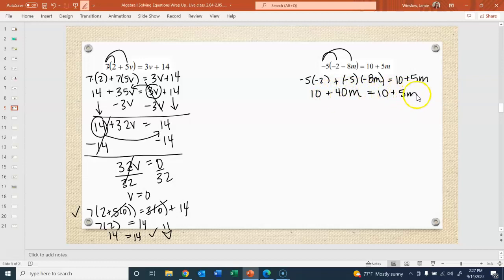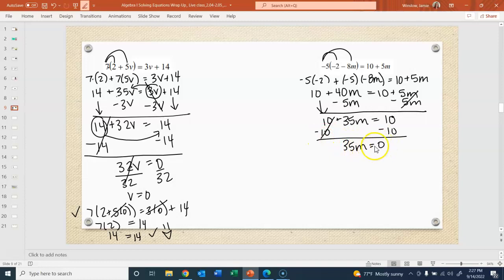And we want to do the same thing. We want to get the m's together and the numbers together. So let's subtract 5 from both sides. Bring down the 10. 40 minus 5 is 35. That's 0, right? And now let's subtract the 10. 35m equals 0. Divide both sides by 35.